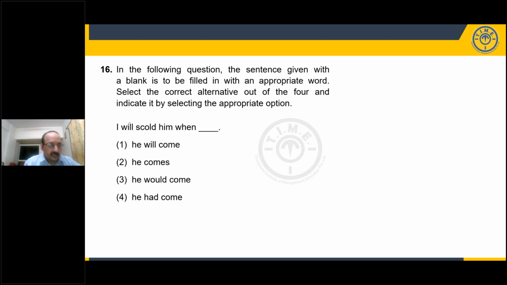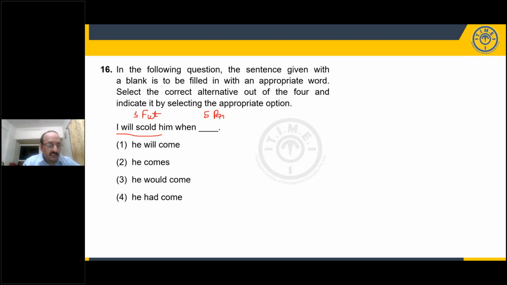Now, this first part, I will scold him, is in simple future. So this is the effect of what happens when the person comes. I will scold that person. So the cause has to happen in simple present for the effect to be felt in simple future. This is like saying, for example, if I study, I will pass. So the cause is in simple present, the effect will be in simple future.